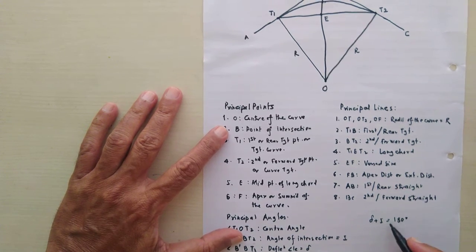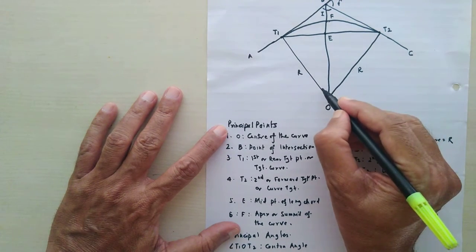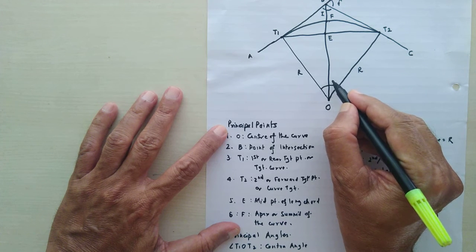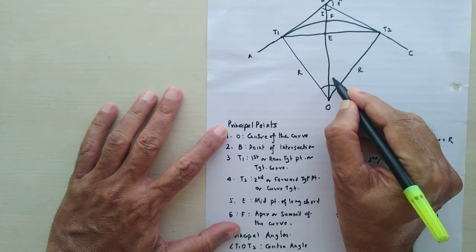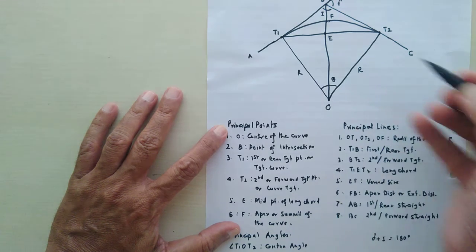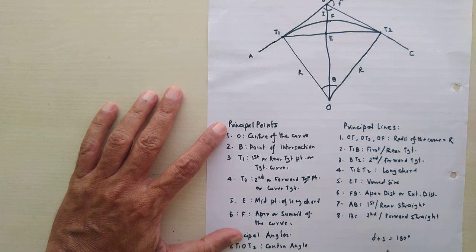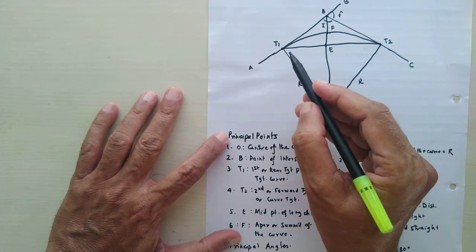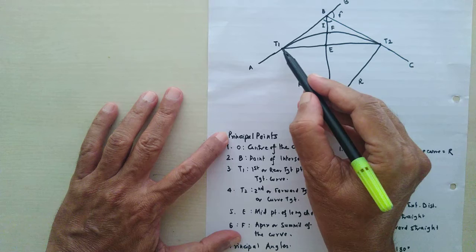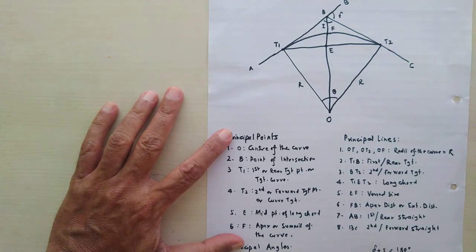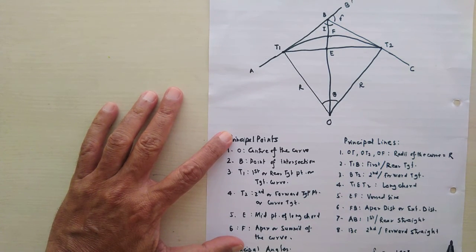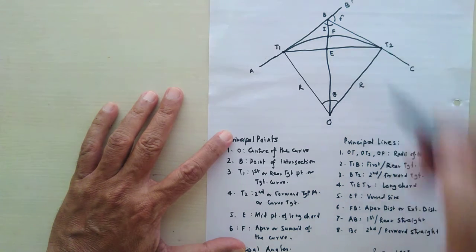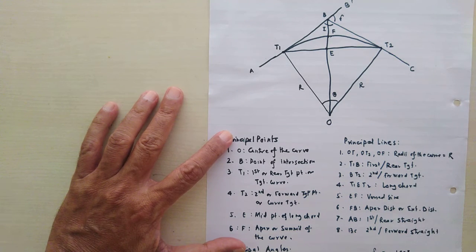Right? Then we also know the central angle, for the time being we'll call it C, or say theta. You know that this quadrilateral T1BT2O is a cyclic quadrilateral, and in a cyclic quadrilateral the sum of opposite angles is always 180 degrees. So that's why the central angle theta and angle of intersection I is equal to 180 degrees.